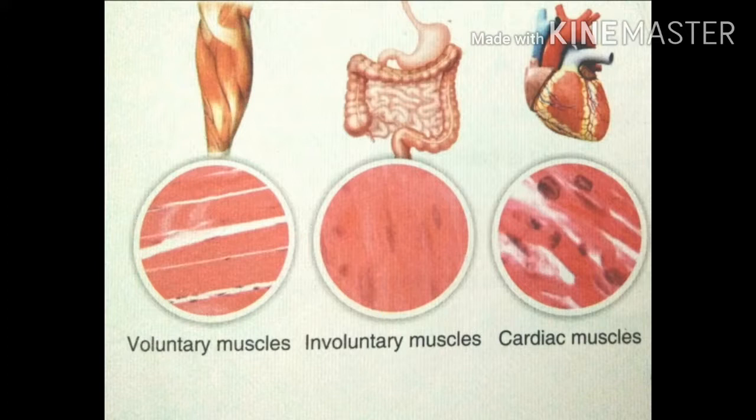Next one, cardiac muscles are present in the heart. They make the heart beat. These muscles are special as they are involuntary in function but have the structure of voluntary muscles. They look like voluntary muscles, but they are involuntary muscles.